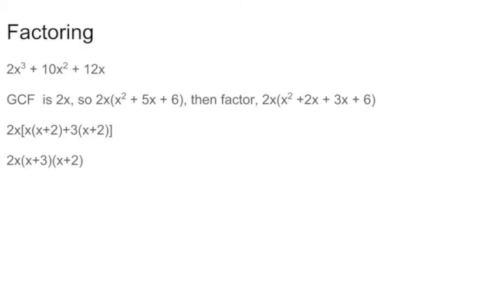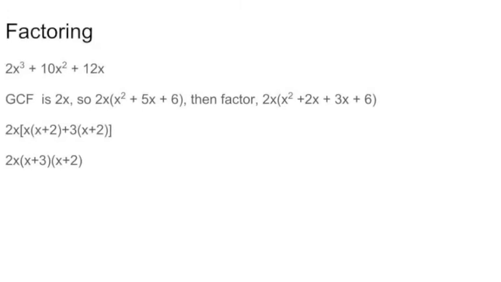And then when we factor, each term has an x plus 2, we factor that out, leaving us with x plus 3. So our factors are 2x, x plus 3, x plus 2.